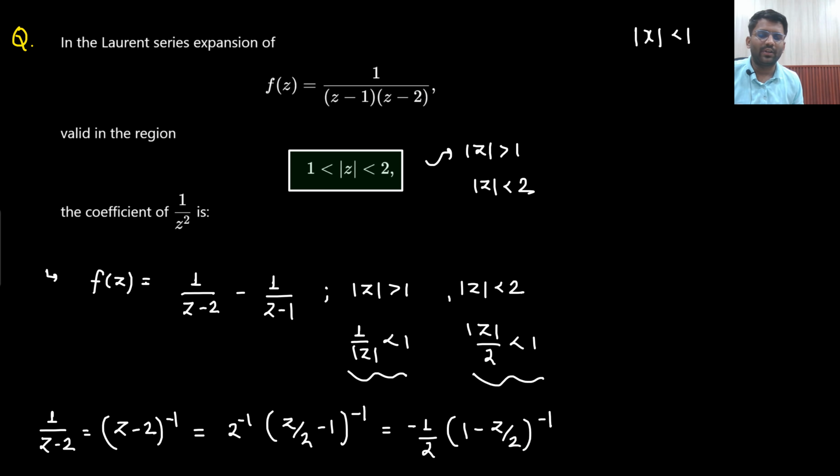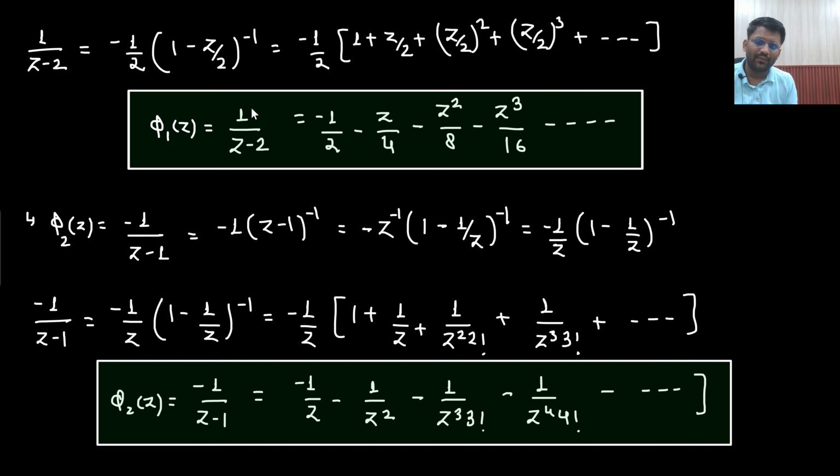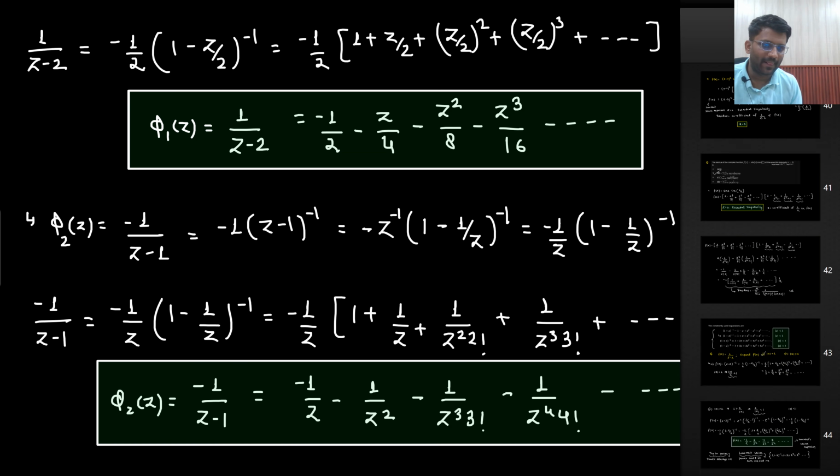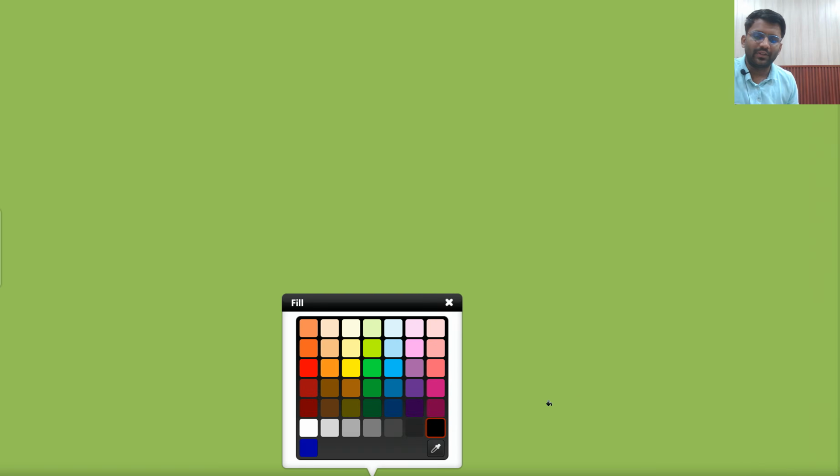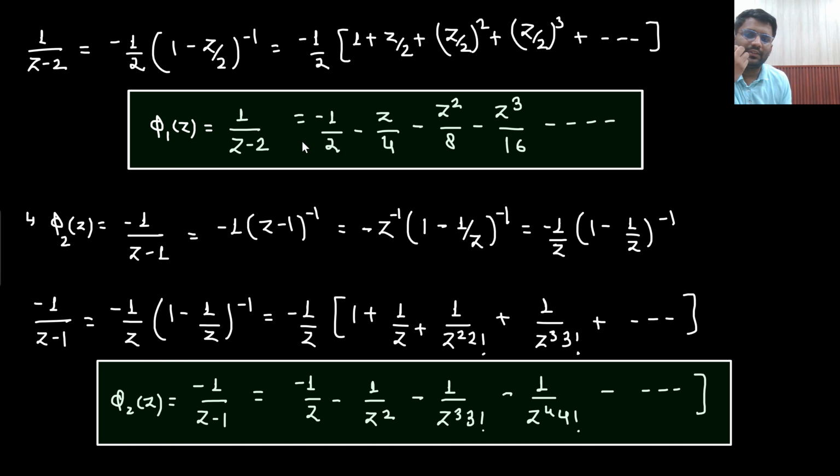Right. Now what is your f of z? F of z is nothing but phi 1z plus phi 2z, because the negative sign I have already taken. So your f of z is coming out to be phi 1z plus phi 2z. What is phi 1z? Phi 1z was this expression.